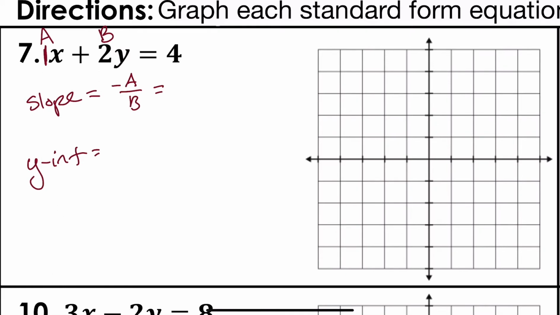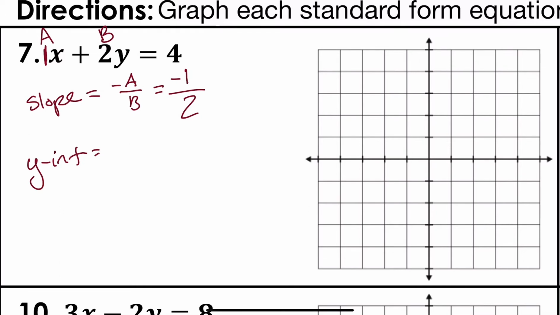All right, so we want A to go here on the top. We just said A was going to be a positive 1, so I want the opposite of that, and I'm going to have a negative 1. And then our B is going to be 2. So I'm going to put that 2 right at the bottom here. Okay, I can't reduce this any further. It cannot get any smaller, so we're going to stick with negative 1 over 2 as our slope.